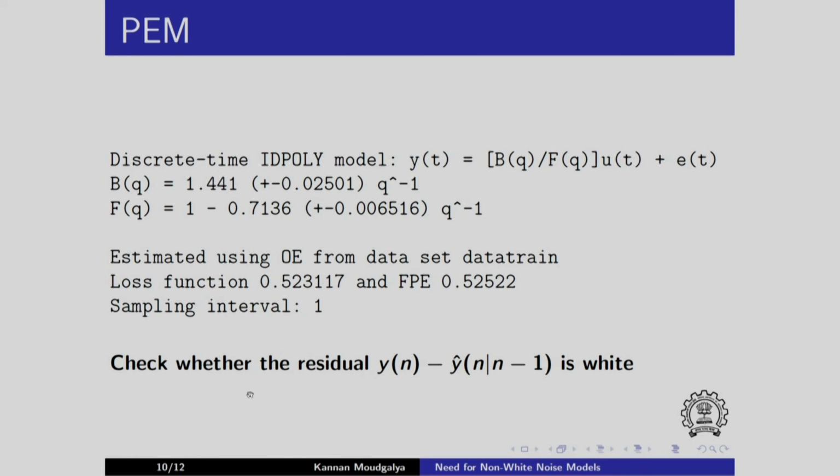We need to check whether the residual, that is whatever we measured, the plant data that we used minus the model estimate, the difference between these two is called the residual. We need to check whether this residual is white. If so, we can stop. If it is not white, then our assumption is not correct. Whatever we have done is not good enough.